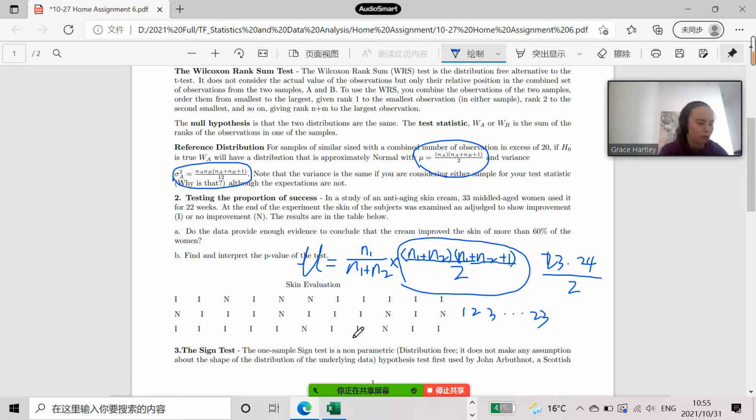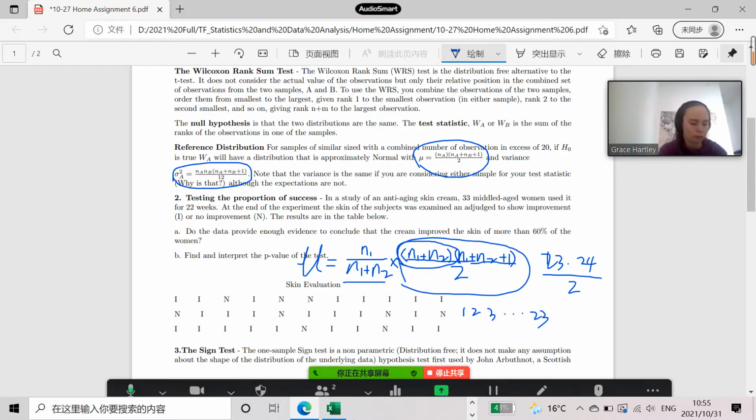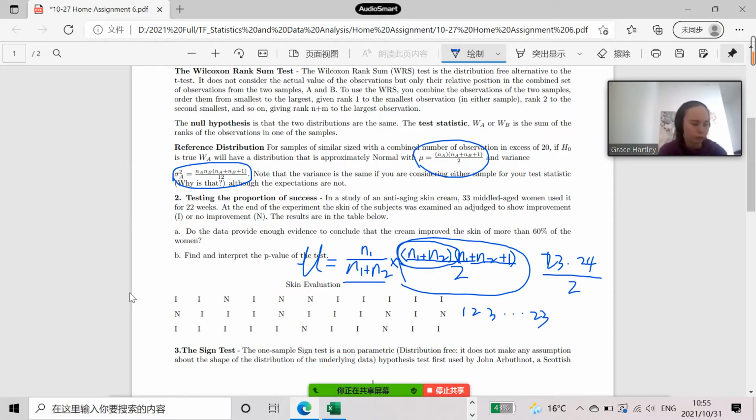You understand that? Those are the same because you can cancel out the n1 plus n2 in the denominator and in the numerator, and you get exactly the same formula as above: mu equals N_A plus N_B plus 1 divided by 2. But I just want to show how you get this formula, and it can help you better understand how to perform this rank test.